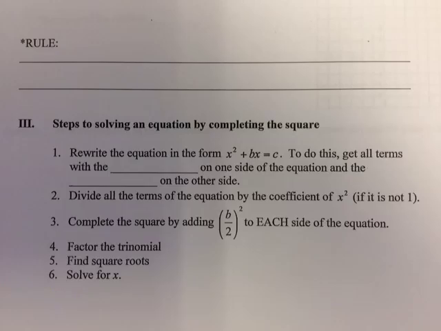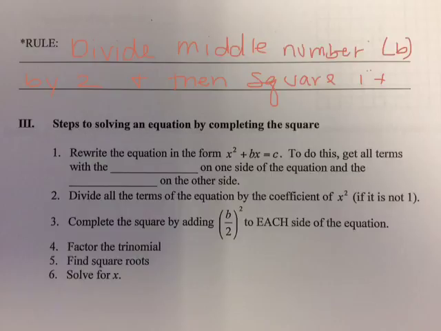So we come up with this: you divide the middle number, which is B, by 2, and then square it. That's the rule for creating a perfect square trinomial.